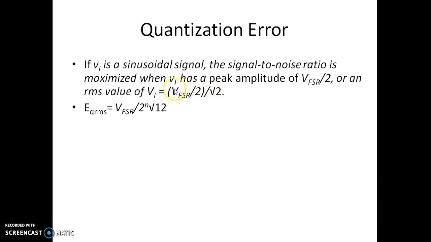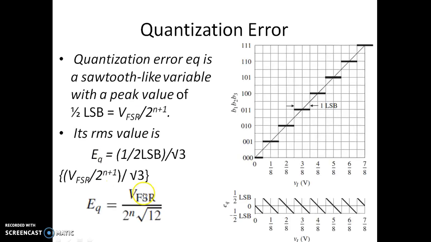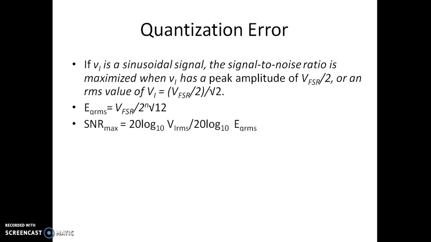And we know the RMS voltage of the quantization error, which is VFSR divided by 2 power n into root 12. That's what we saw in the previous slide. This is the RMS value of the quantization error. Then SNR maximum, because it is the signal divided by the noise, and noise is here in the form of the quantization error voltage. So we write 20 log to the base 10 of the input RMS divided by the error voltage RMS.